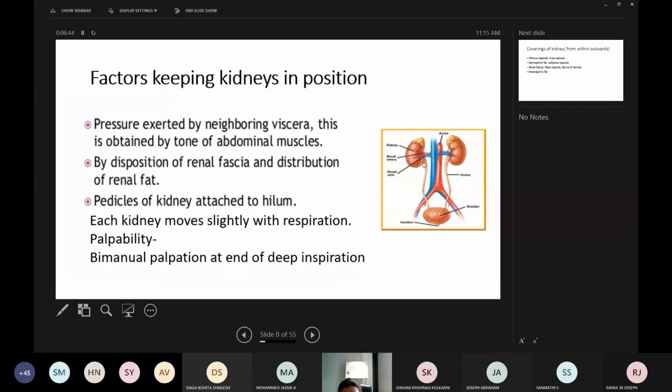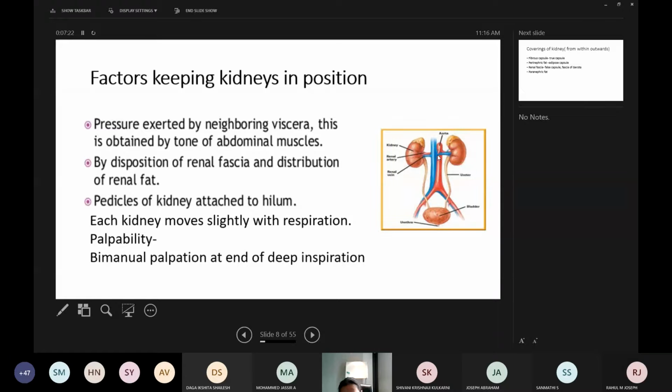The pedicles of the kidney. Pedicles are the structures which are at the hilum. They connect to the abdominal aorta, through which the renal arteries originate and enter into the hilum. The renal veins exit from the hilum and open into the inferior vena cava, and also the pelvis and the ureter. The renal artery and the renal vein are called the pedicles. These attach the hilum to the midline structures.